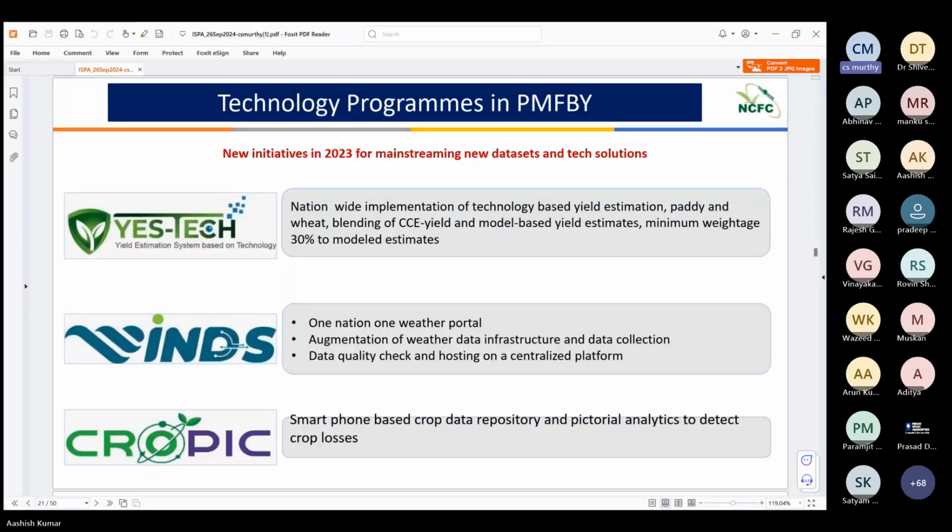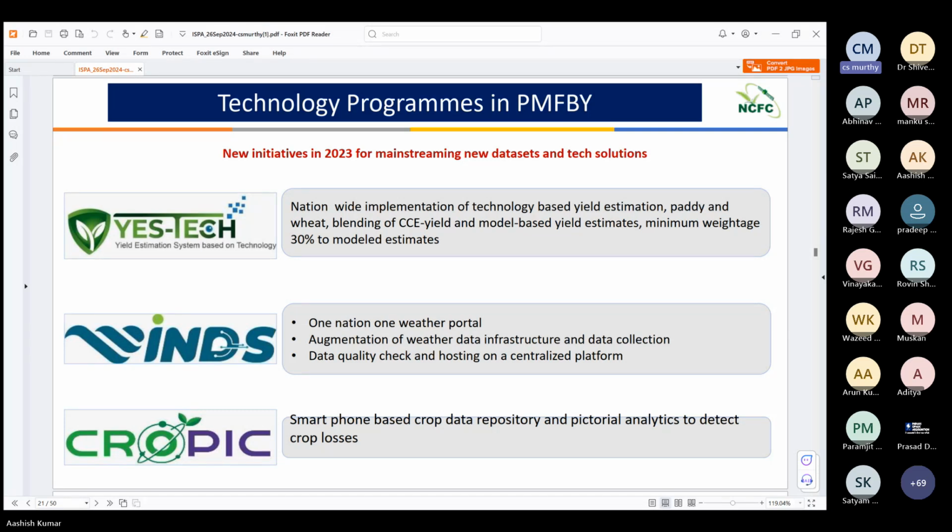These are the three national programs where a lot of geospatial data utilization is involved. First, yield estimation using technology, that is S-Tech, where the modeled yield, from recognized models, is blended with the existing manual yield at a certain percentage. The combined, blended yield will be used for loss assessment in insurance. I think S-Tech has made a very good impact on the insurance system in the country. Many states are implementing this program, and it has benefited all the stakeholders in a larger perspective.